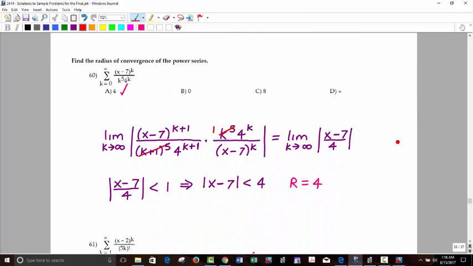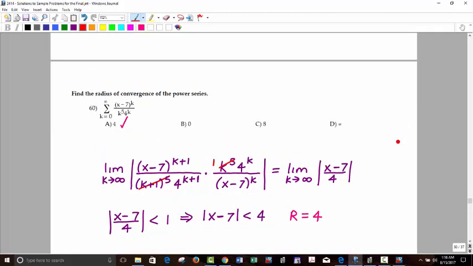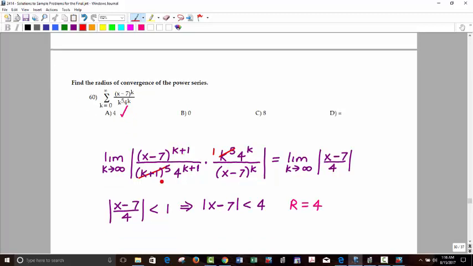Here's a radius of convergence problem. Let's see. I don't know if your test will say k or not, but you can obviously change that k to n with no harm. So we have (x minus 7)^(k+1) over 4^(k+1), and times the reciprocal. So let's see what happens here. k to the 5th over (k+1) to the 5th, that'll reduce to 1.